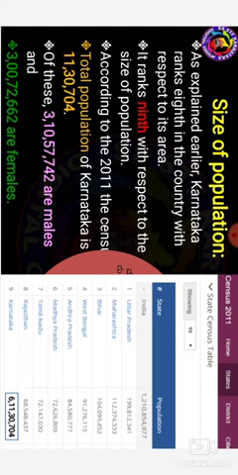According to the 2011 census, the total population of Karnataka is this. Look at this, and then we have to see the male and female populations in this chart.